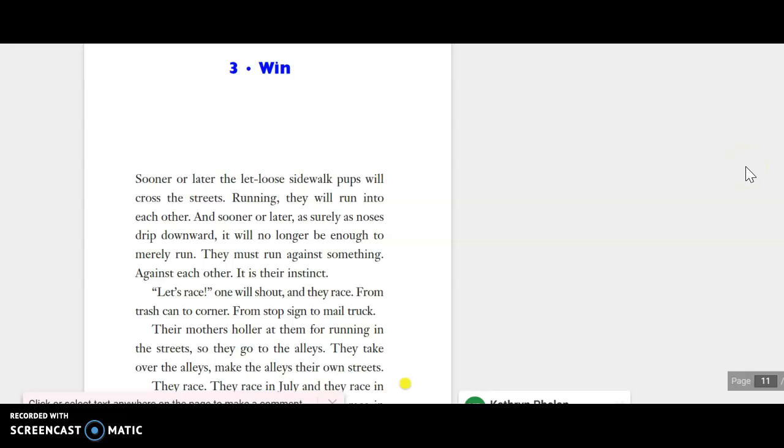Sooner or later, the let loose sidewalk pups will cross the street. Running, they will run into each other. And sooner or later, as noses dip downward, it will no longer be enough to merely run. They must run against something, against each other.